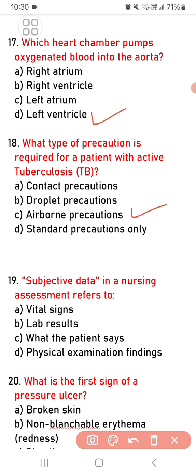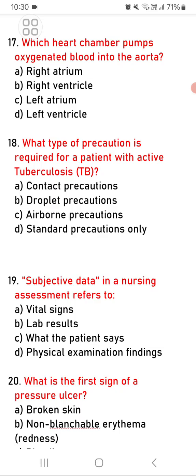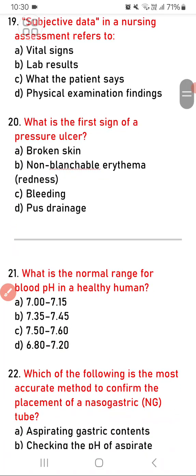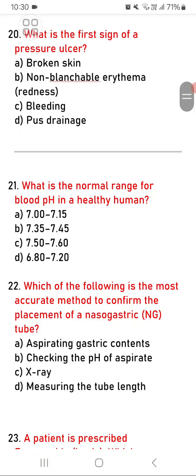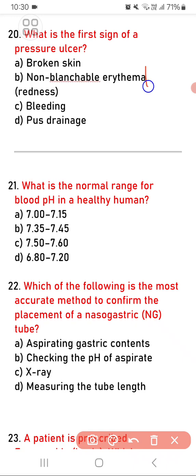Subjective data in a nursing assessment refers to what the patient says. What is the first sign of a pressure ulcer? Non-blanchable erythema.